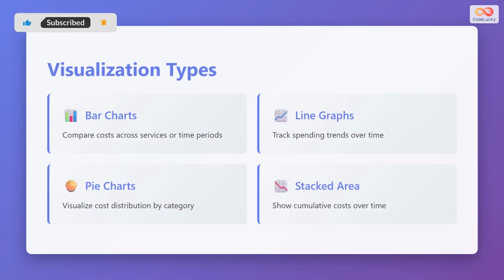Cost Explorer supports multiple visualization types to suit different analysis needs. Bar charts let you compare costs across services or time periods side by side. Line graphs are ideal for tracking spending trends over time. Pie charts help you visualize how costs are distributed across different categories. Stacked area charts show cumulative costs over time, making it easy to see how different services contribute to your total spending.